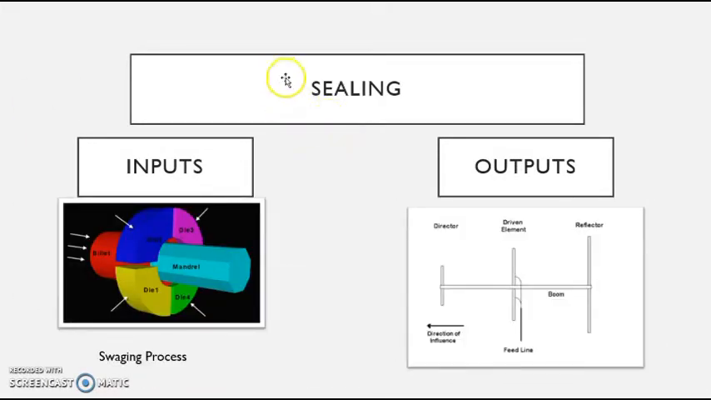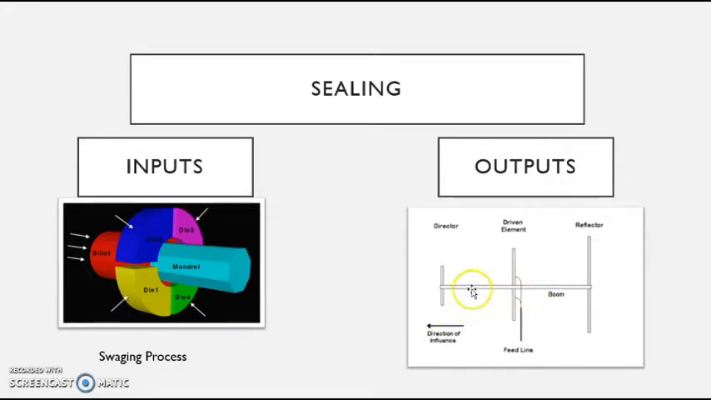So the next step is sealing. We're going to seal the elements onto the steel platform and onto the boom itself. What we have here are 4 dies, and the middle part would be your element. To secure it properly, you'll be using the swaging process. So the output would be in the figure like this.